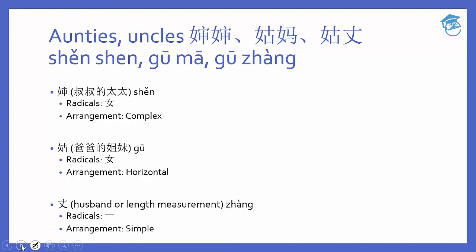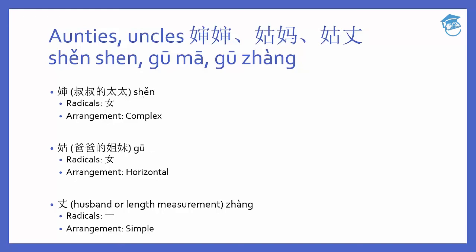Next, let's look at how to refer to some aunties and uncles, specifically uncle's wife, 婶婶、姑妈、姑丈. Okay, the first word, 婶 is 叔叔的太太. Okay, so it's my father's younger brother's wife. And for elder brother's wife, you have already learned the two words, which is 伯母. Okay, so I'm not going to repeat that here.